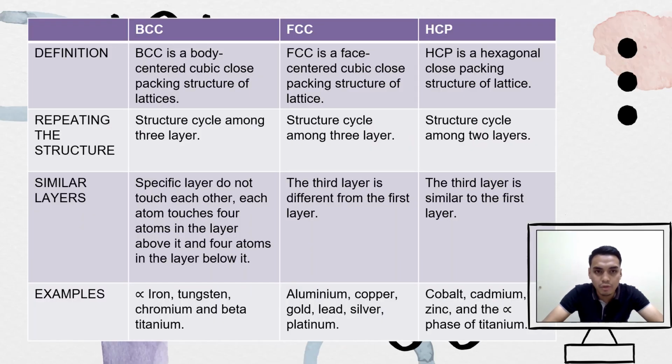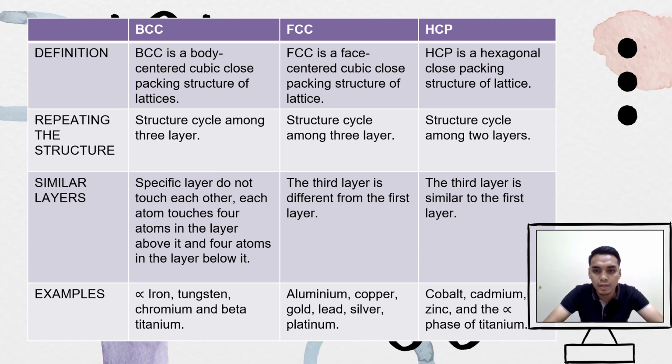Okay, to differentiate between BCC, FCC, and HCP through the definition: BCC is a body-centered cubic close-packing structure of lattice, FCC is a face-centered cubic close-packing structure of lattice, and HCP is a hexagonal close-packing structure of lattice. For the repeating structure, the BCC structure cycles among three layers, and the FCC structure also cycles among the three layers.